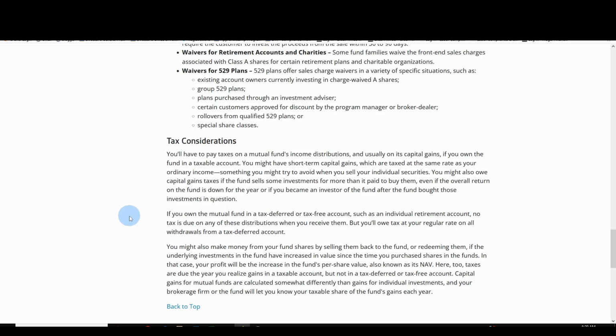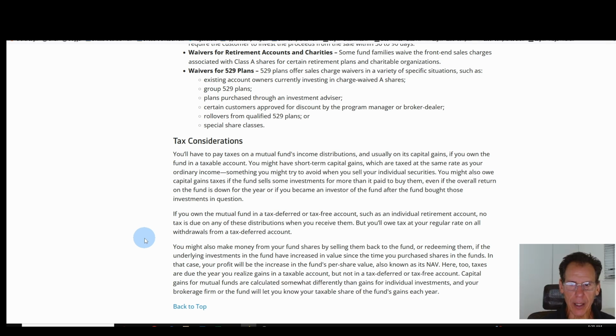If you own the mutual fund in a tax-deferred or tax-free account, such as an individual retirement account, no tax is due on any of these distributions when you receive them, but you'll owe tax at your regular rate on all withdrawals from a tax-deferred account. You might also make money from your fund shares by selling them back to the fund, or redeeming them, if the underlying investments in the fund have increased in value since the time you purchased shares in the fund. In that case, your profit will be the increase in the fund's per share value, also known as its net asset value. Here too, taxes are due the year you realize gain in a taxable account, but not in a tax-deferred or tax-free account. Capital gains for mutual funds are calculated somewhat differently than gains from individual investments, and your brokerage firm or the fund will let you know your taxable share of the fund gains each year.